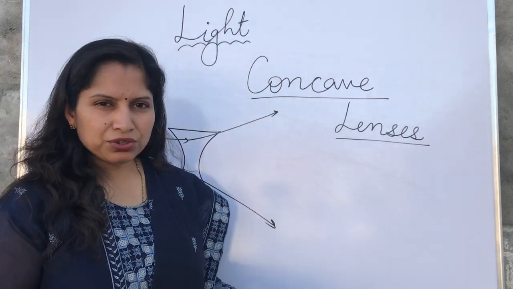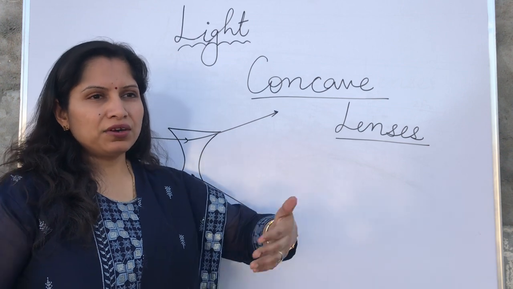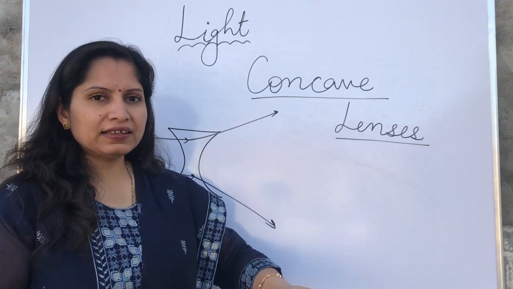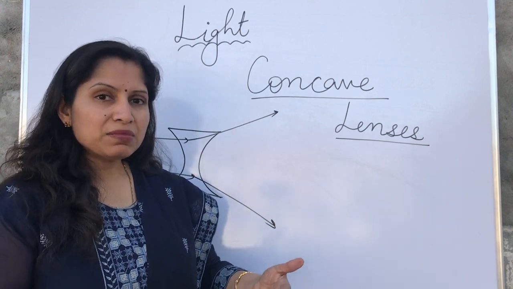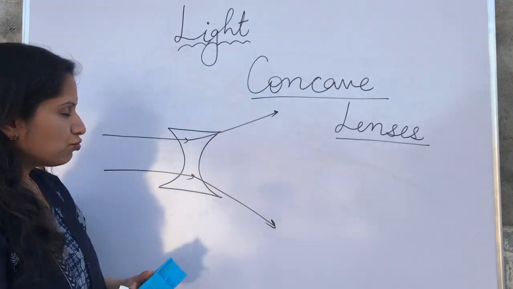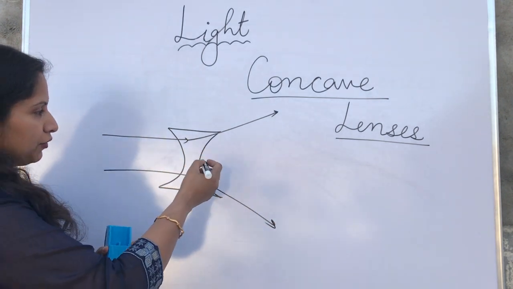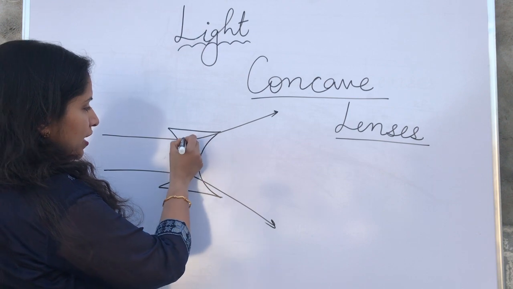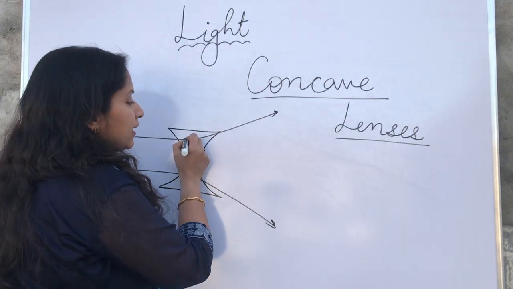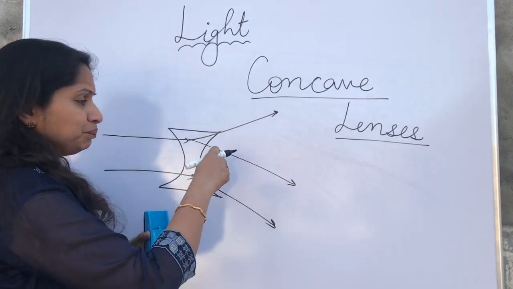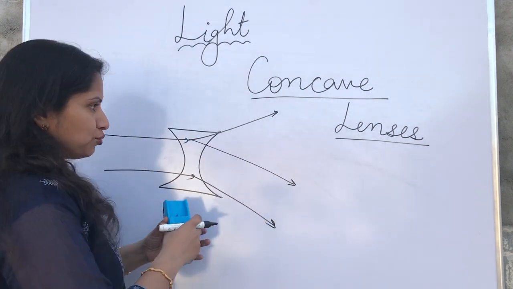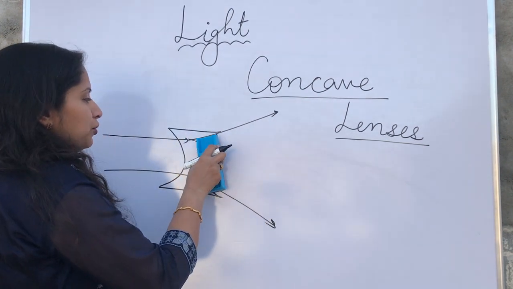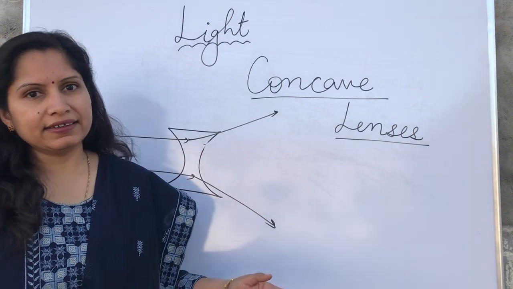Why am I telling you this to remember? Because in your tests and all, I've seen that many students make mistakes and draw light rays coming parallel to the principal axis, and after getting refracted even by a concave lens, passing towards the principal axis. So don't make that mistake. Don't land up with incorrect answers.